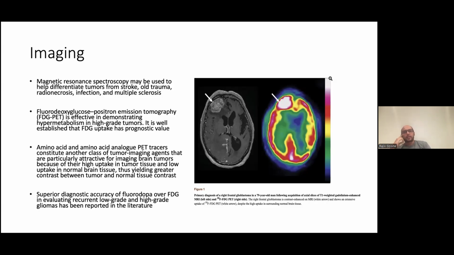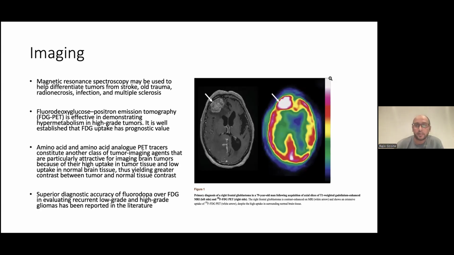Fluorodeoxyglucose positron emission tomography, or FDG PET, is very effective in demonstrating hypermetabolism in high-grade tumors. And it's well established that FDG uptake has a prognostic value because higher uptake corresponds to more aggressive tumor. Amino acid and amino acid analog PET tracers constitute another class of tumor imaging agents that are particularly attractive to imaging brain tumors because of their high uptake in tumor tissue and low uptake in normal brain tissue, thus yielding another contrast between tumor and normal tissue. There's also evidence of superior diagnostic accuracy of fluorodopa over FDG in evaluating recurrent low and high-grade gliomas.